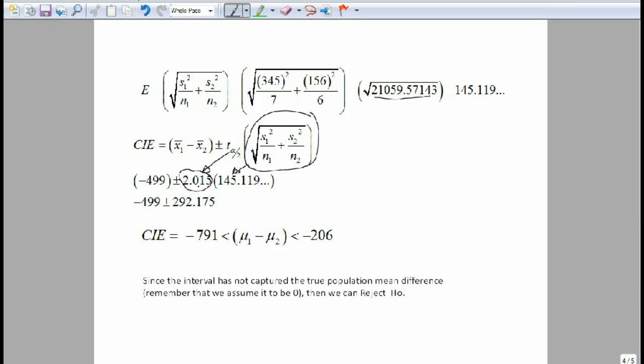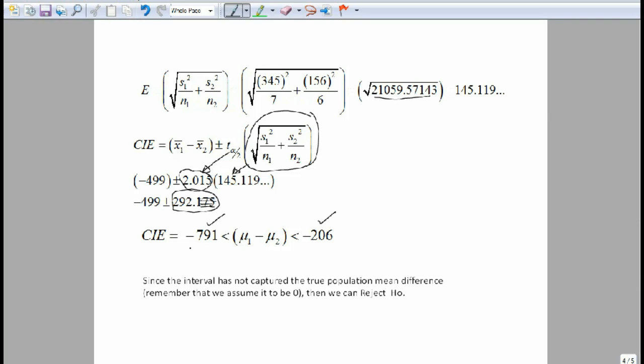Okay, now if I multiply 2.015 and 145 and so forth, I get 292.175. Now, what I've done is, you're not supposed to do this, but I did it just for easy sake, I rounded, and now I have a negative 499 plus or minus 292. So our CI, if we subtract, we get negative 791. If we added it, because it's positive, we get negative 206.